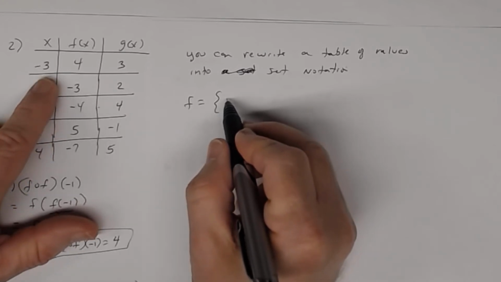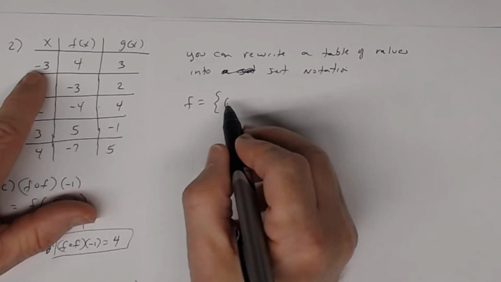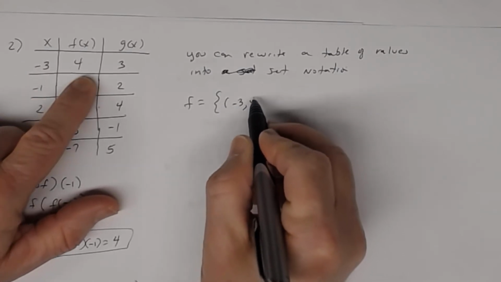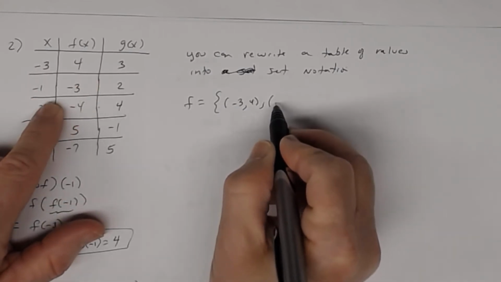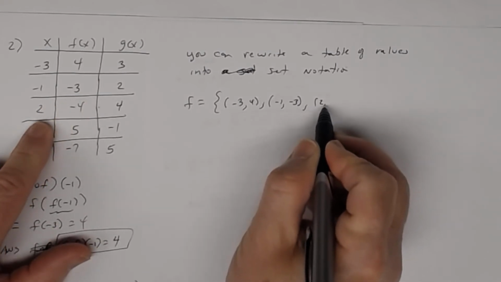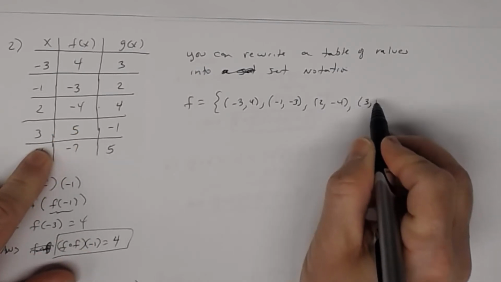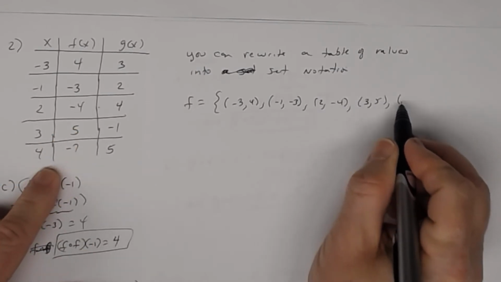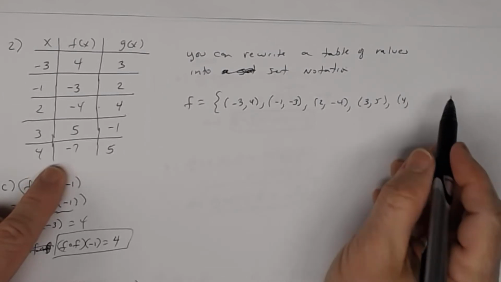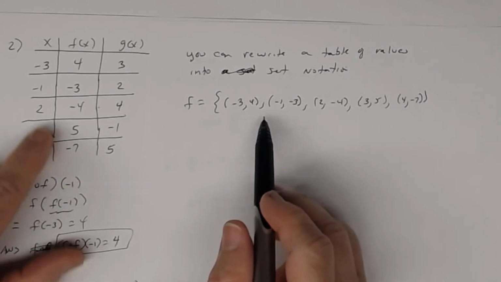And so here's my ordered pairs. Now remember, this is f here, right? So I'm using all of this. When x is -3, my y value is 4. When x is -1, my y value is -3. When x is 2, my y value is -4. When x is 3, my y value is 5. And when x is 4, my y value is -7. So that's the set of ordered pairs.